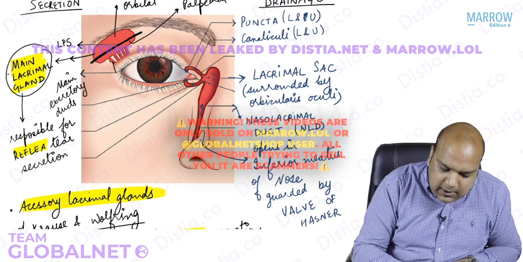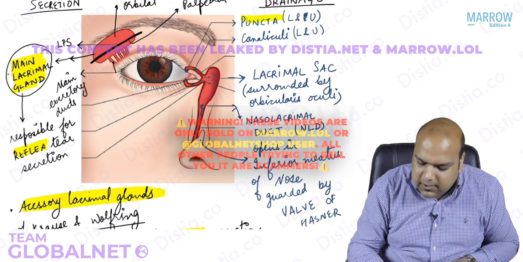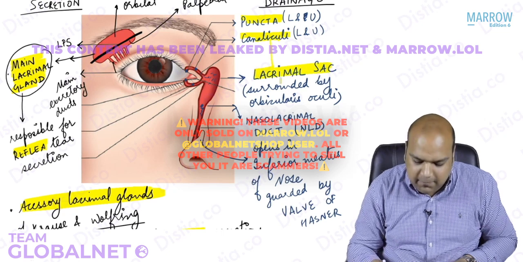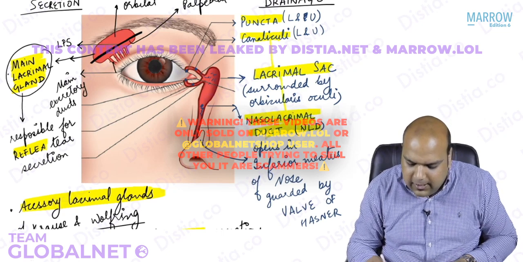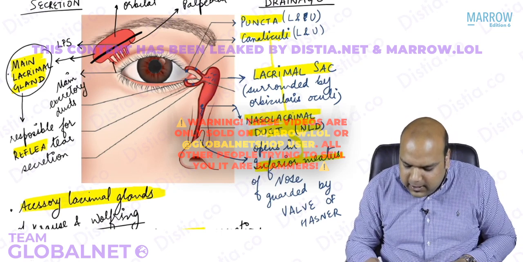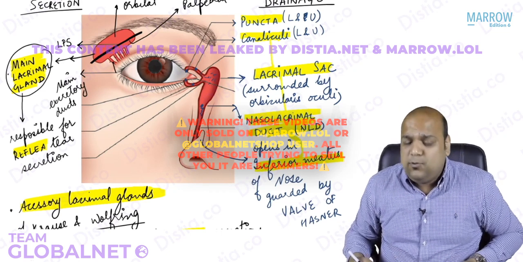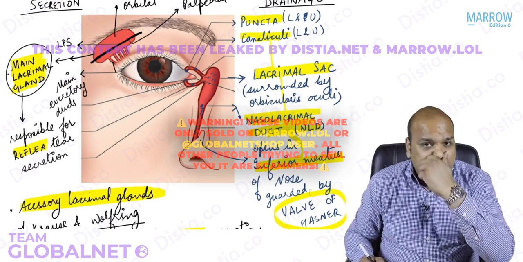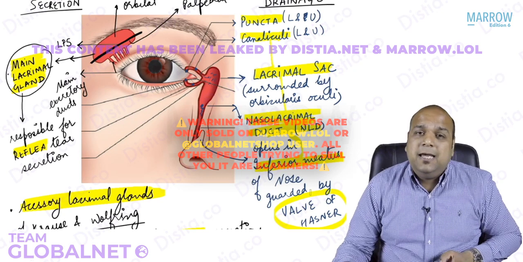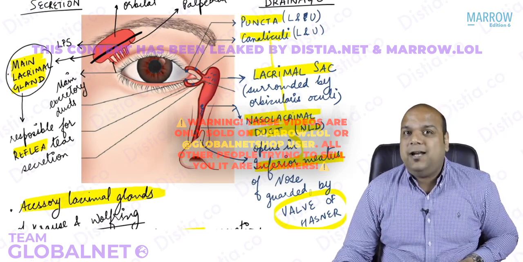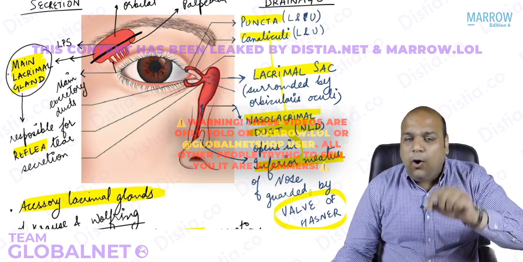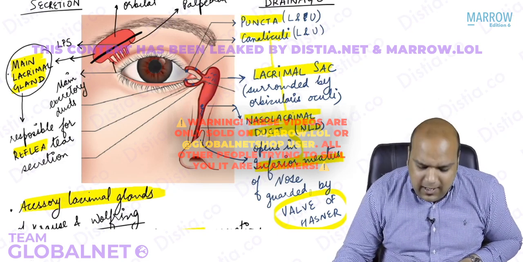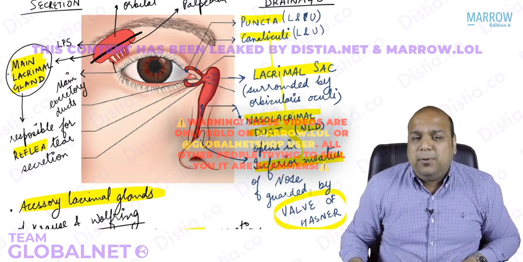So if we see our pathway, what does it become, everybody? Starts with puncta, goes into canaliculi, from canaliculi into lacrimal sac, from lacrimal sac into NLD, and from NLD into the inferior meatus of nose, which is guarded by the valve of Hassner. Valve of Hassner is important because, as you will read further on, everybody, in cases of congenital dacryocystitis, the most common site of blockage is at the valve of Hassner. Okay, everybody, and that's your simple and short lacrimal apparatus, everybody.